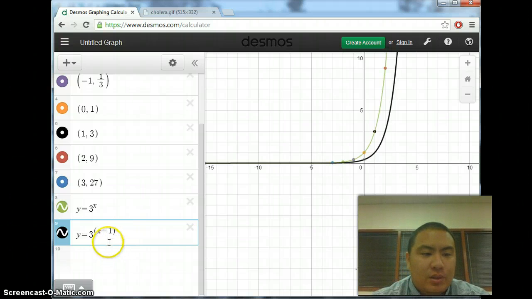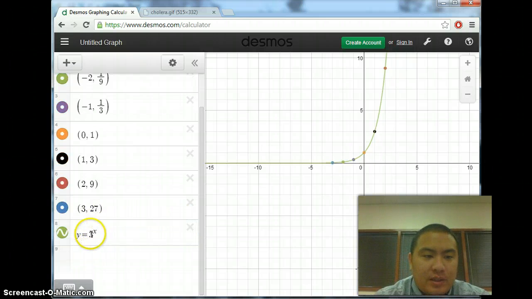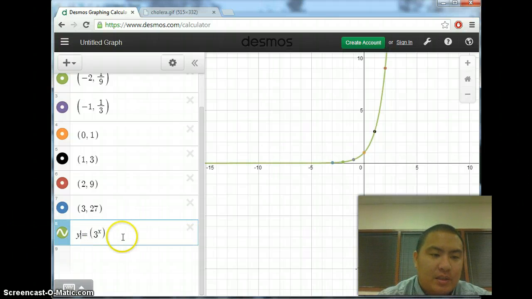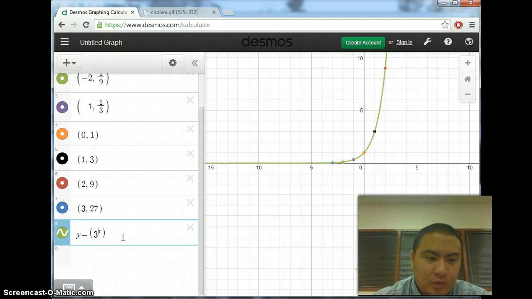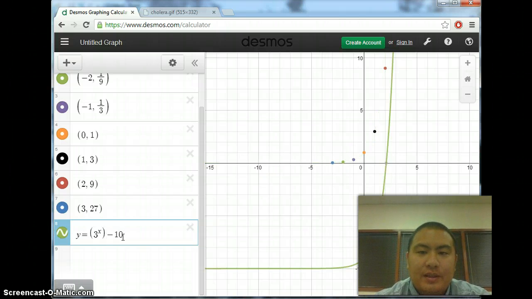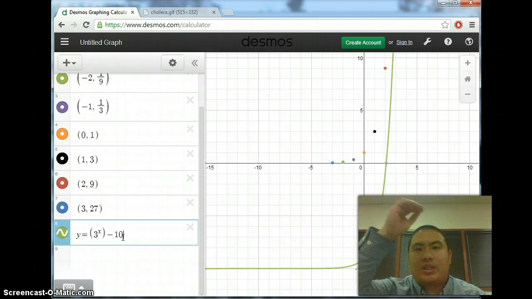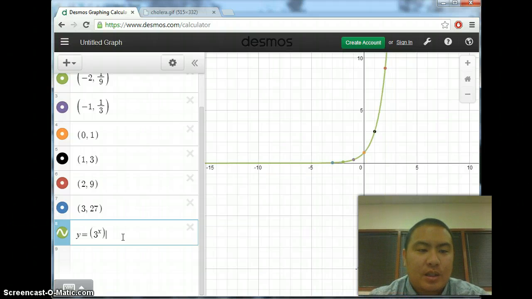Other sorts of things would be the stretching, so let's look at the stretching. If I multiplied this by 2, now everything's doubled. If I multiplied it by 5, it's now 5 times as much for every value. Or if I wanted to move it down, then I would subtract something like 10. Then it's moved down 10 spaces. And that's moving it up or down, or stretching it, or compressing it. So there are a couple things you can do. You can move it left or right, stretch and compress, or you can just move it up and down.